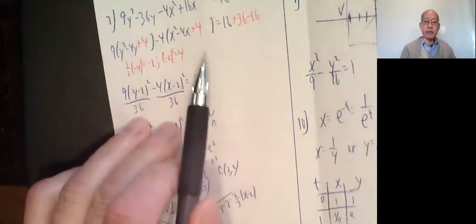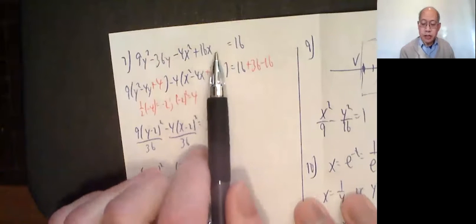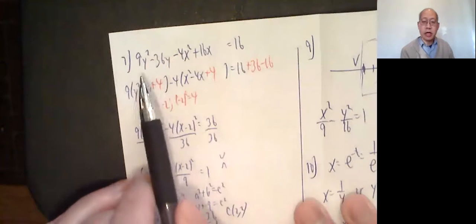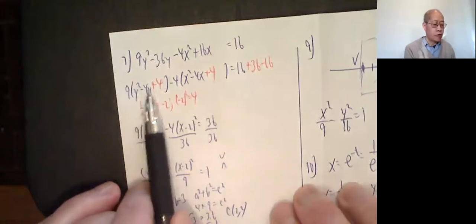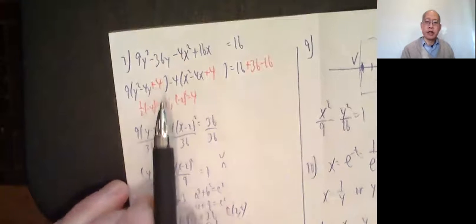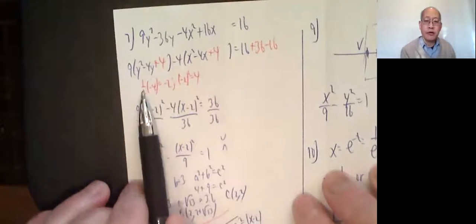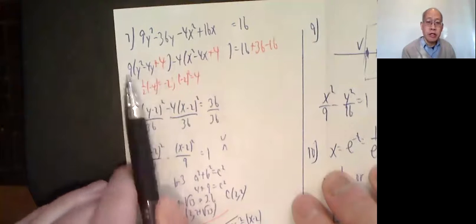Number 7, for the hyperbola, so move the constant negative 16 over to positive 16. Put the y's together, the x's together. Factor out the 9, y squared minus 4y. Factor out negative 4, x squared minus 4x. In red, complete the square. Half of negative 4 is negative 2. Negative 2 squared is 4. Plus 4 here really means plus 36.